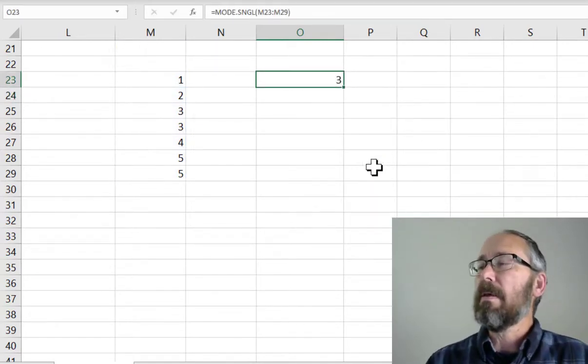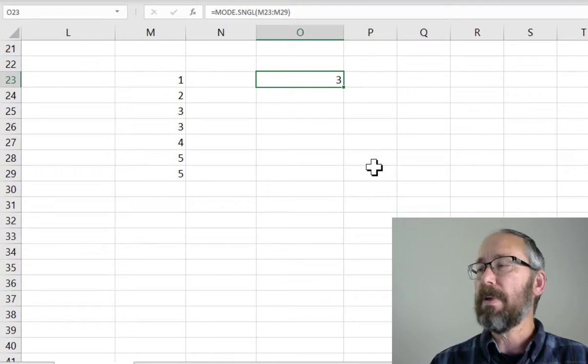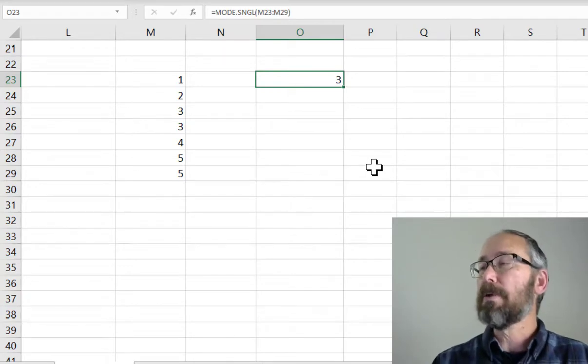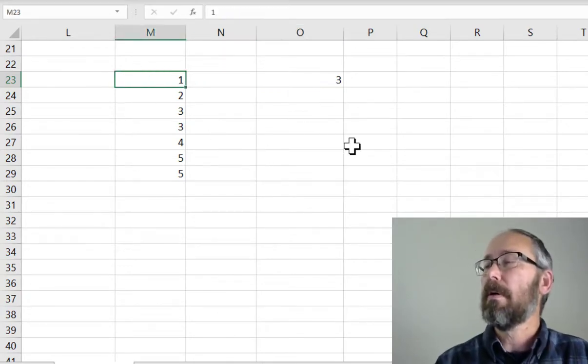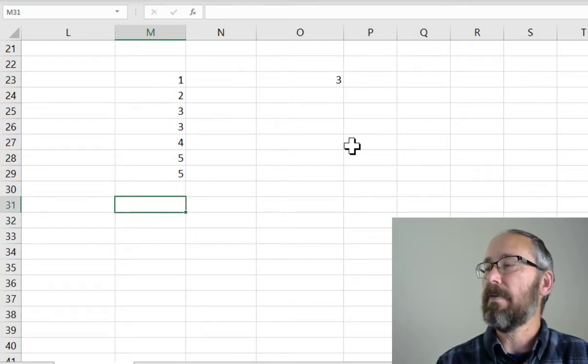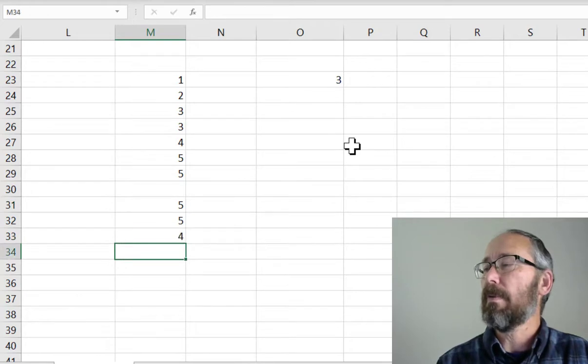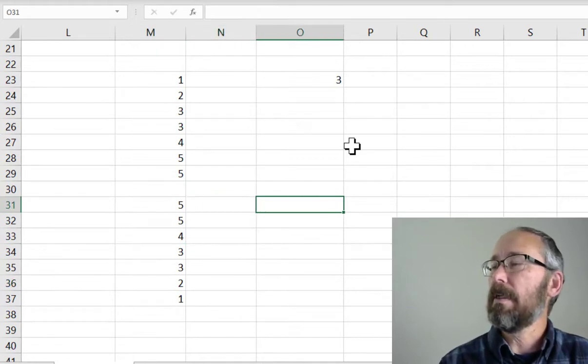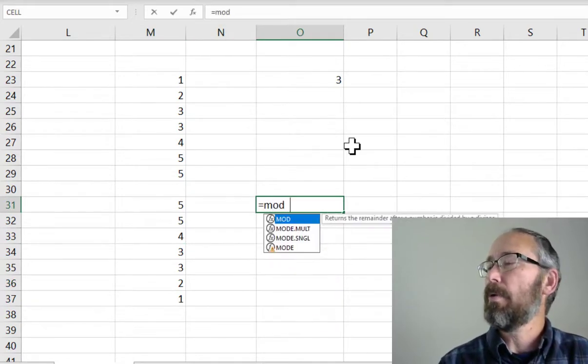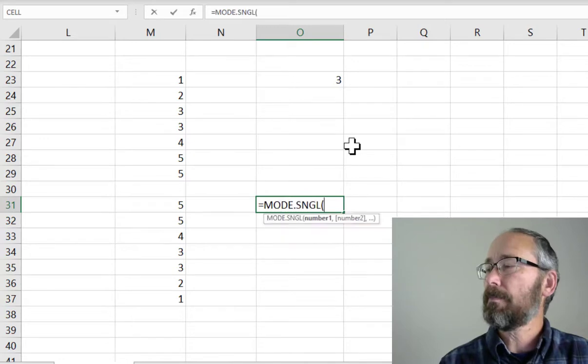It's going to pick the value that occurs the most often, but it's going to pick the first value that occurs most often. So it's giving us 3. If we were to reverse this order, right? So, well, let's just do it in a different location down here. 5, 5, 4, 3, 3, 2, 1. And we were to use the same function, equals mode dot single.